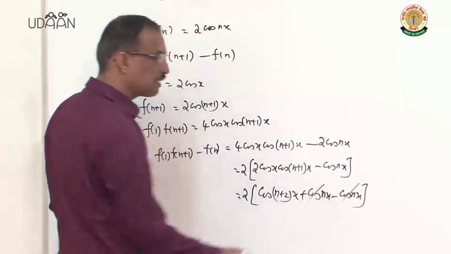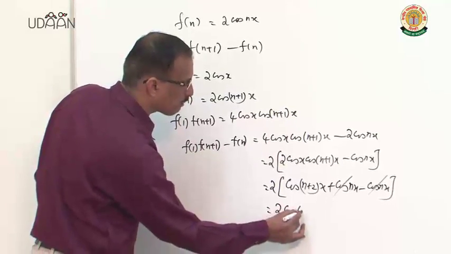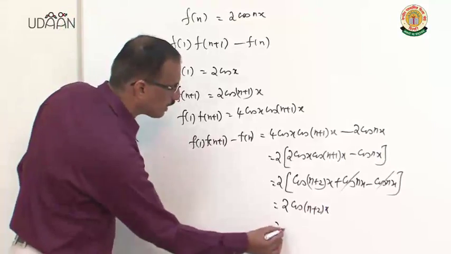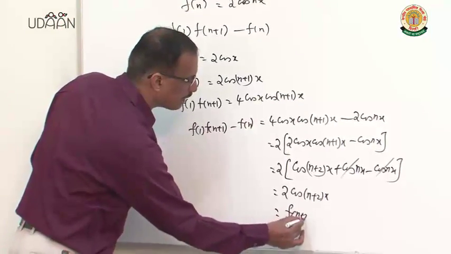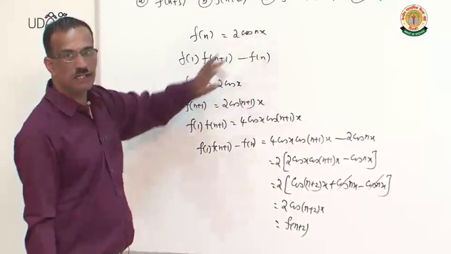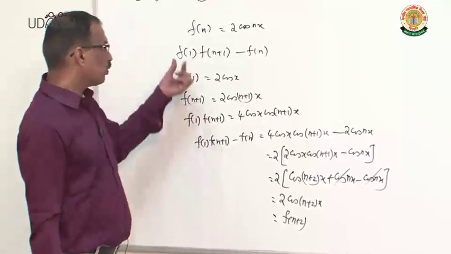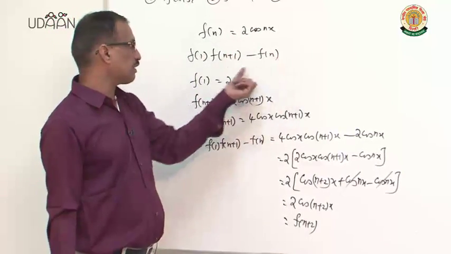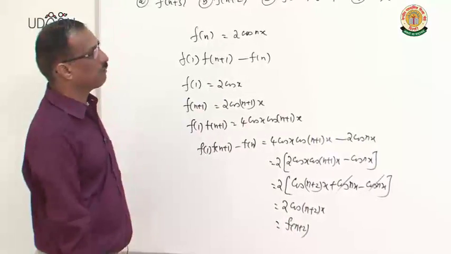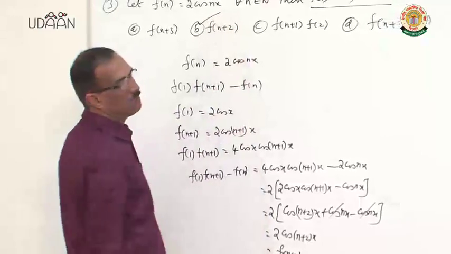So, these two get cancelled. So, you get 2 cos n plus 2 x. It looks like your f of n plus 2, because f of n is equal to 2 cos nx. So, instead of n we have n plus 2. So, what we have is f of 1 into f of n plus 1 minus f of n is f of n plus 2. So, your option is not A, it is option B.